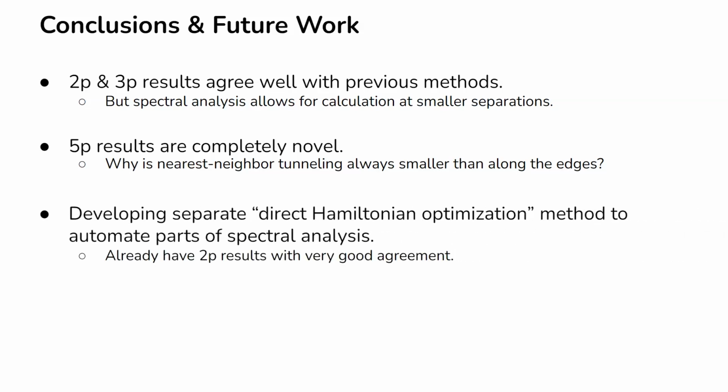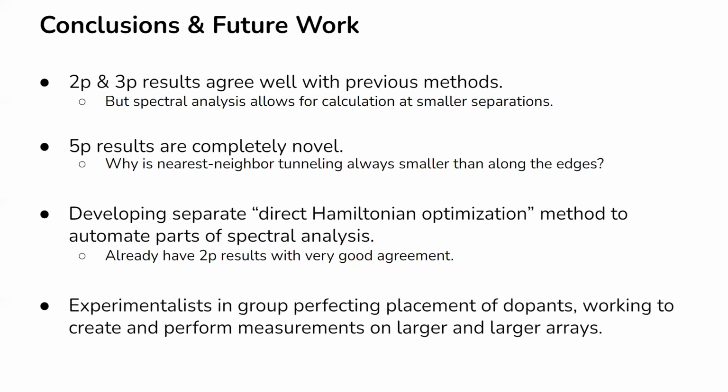I've also been working on a different method to perform this analysis that automates certain parts called direct Hamiltonian optimization. And with this method, we already have 2-particle results that agree well. So that bodes well as we scale up to the more complicated systems. And finally, the experimentalists in the group have been working hard to perfect their placement of the dopants, getting them exactly where they want in the numbers that they want, which is going to allow them to create larger and larger arrays like 5x5 squares and 7x7 squares that will exhibit more interesting and novel physics.